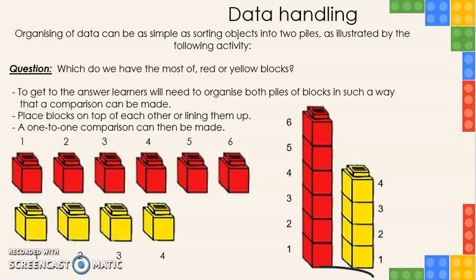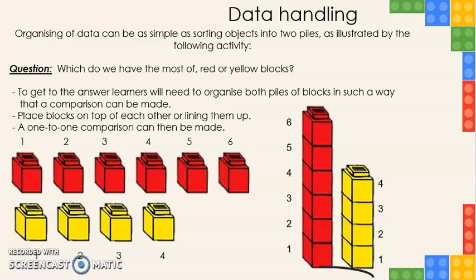The way data is organized should be directly related to the question that resulted in the data being collected. Data should be organized in a logical way before a representation is made, as a representation of data will only make sense if the data is structured in a logical way. This organizing of data can be as simple as sorting objects into 2 piles, as illustrated by the following activity.